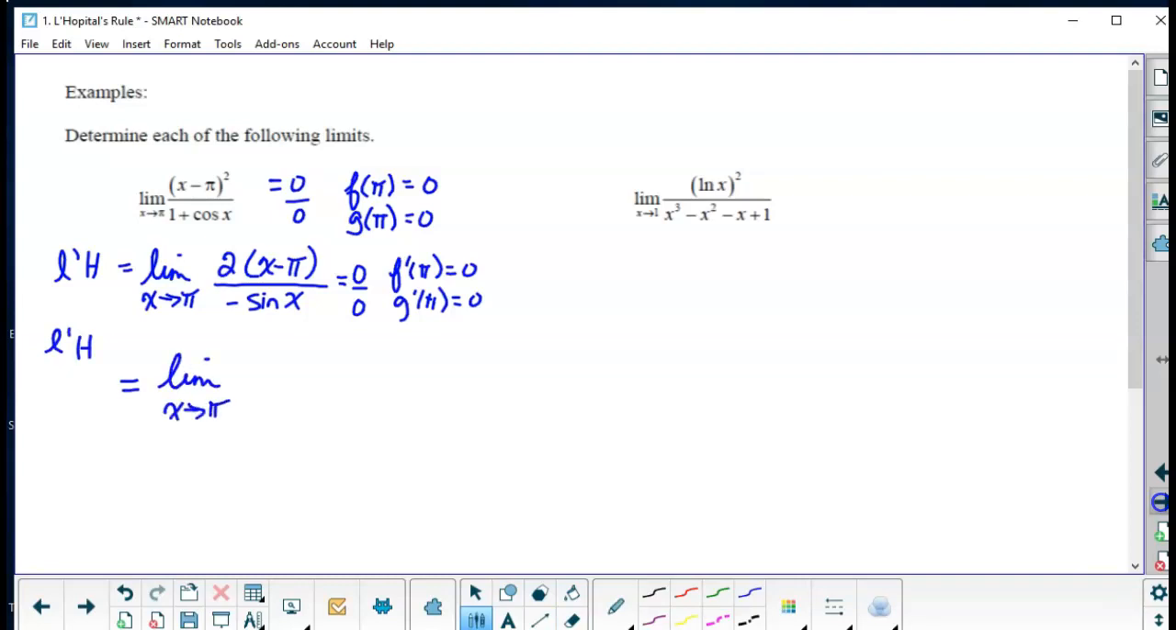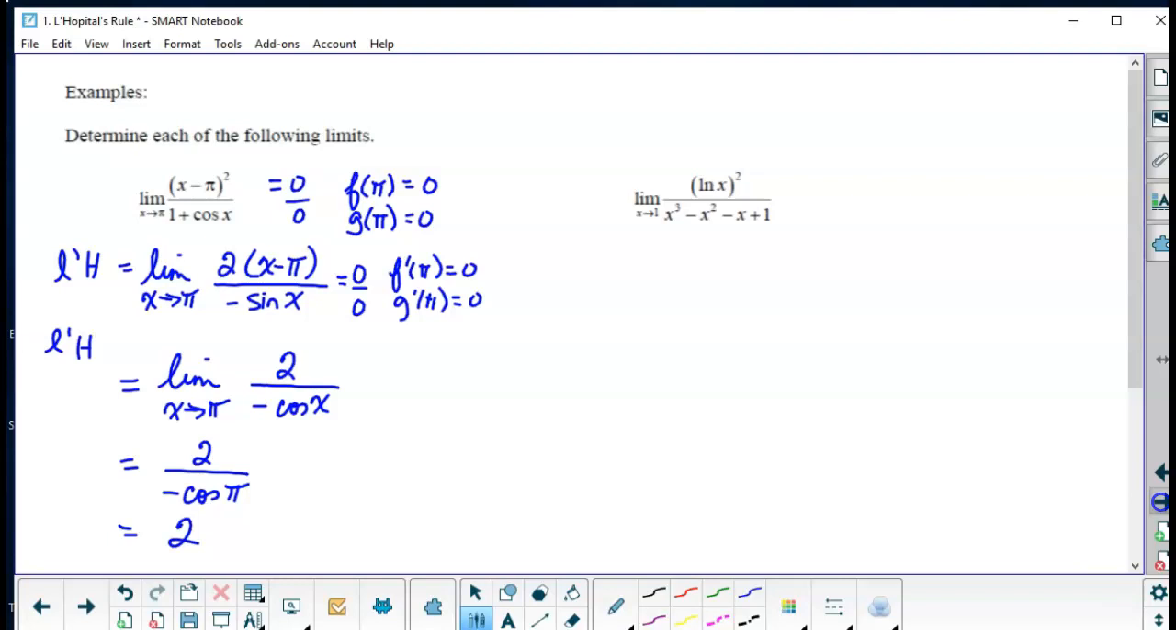Now the derivative here is just going to be 2. Sine is cos, so that's going to be negative cos. Now we're good. So now we can substitute in. So that's going to be 2 over negative cos of pi. Cos of pi is negative 1, so that's going to be positive 1. And so that gives you 2. All right, so that means the original limit is equal to 2. We had to use L'Hopital's rule twice.